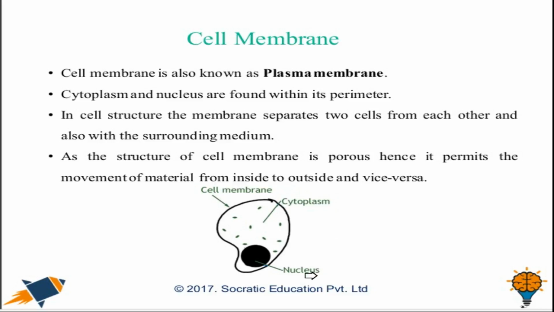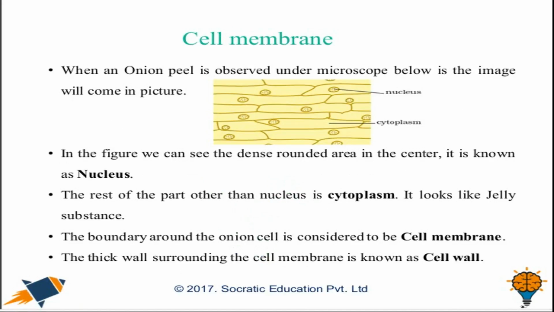Here we have the three main components of a cell given in the diagram below. Have a look. On this slide we have given an analogy of an onion to the cell. So an onion peel is observed under a microscope. Below is the image. Now you can see the dense rounded area in the center. It is known as the nucleus. The rest of the part other than the nucleus is cytoplasm. It looks like a jelly substance, and the wall of the onion cell is considered as the cell membrane, and the thick wall surrounding the cell membrane is termed as the cell wall.